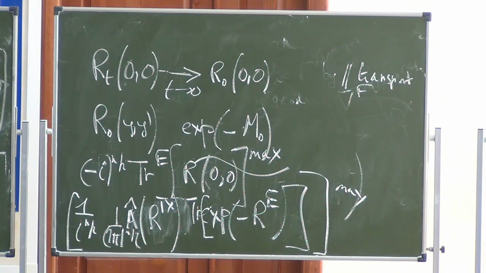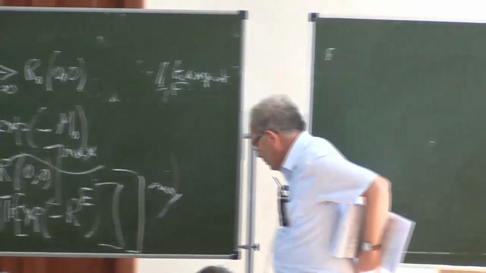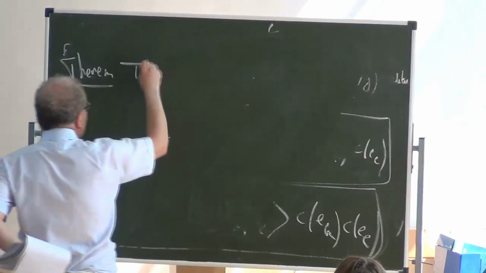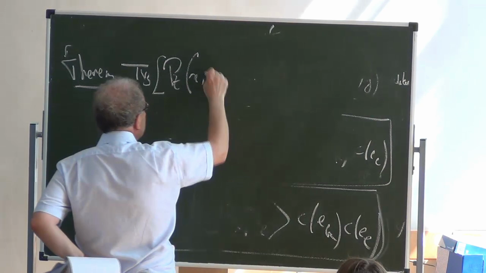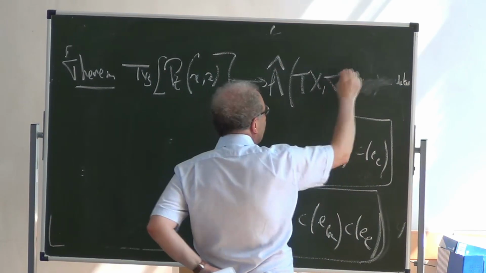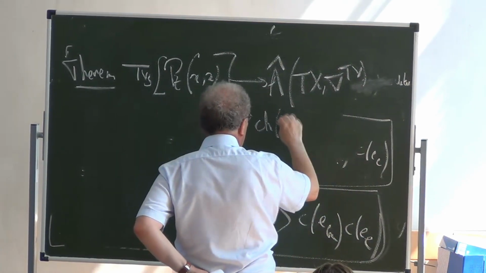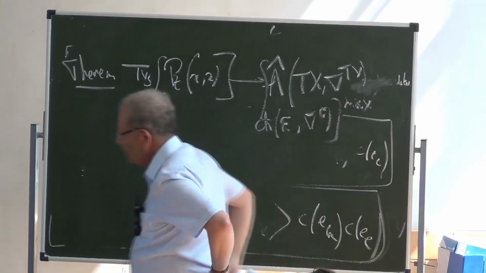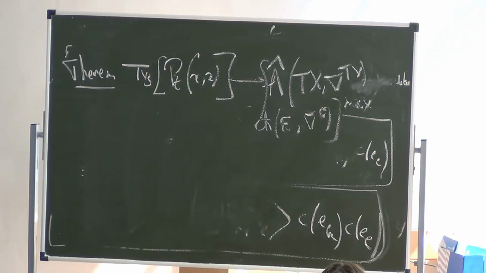And this proves the local index theorem, which I reformulate as saying: theorem, as t tends to 0, supertrace of pt of x and x converges to the form A roof of Tx, nabla Tx, Ch of E, nabla E, max. Okay, and as I explained before, it implies, of course, the index formula.